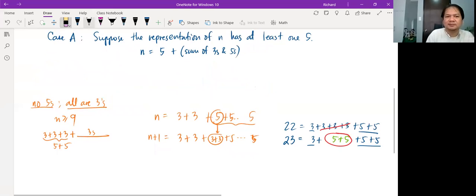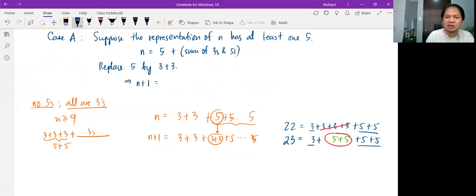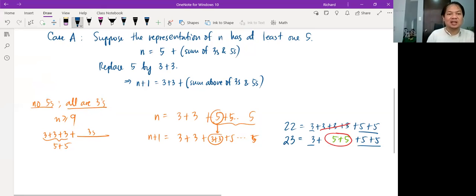So what we're going to do is replace 5 by 3 plus 3, and that would give us the following: n plus 1 equals 3 plus 3 plus the sum above of 3s and 5s. So what's clear is that we are able to write n plus 1 as a sum of 3s and 5s using the representation of n above as a sum of 3s and 5s, under case A, where we are assuming n has at least one 5.